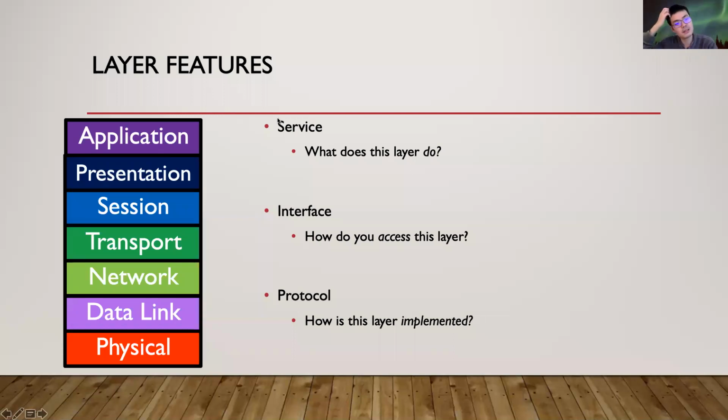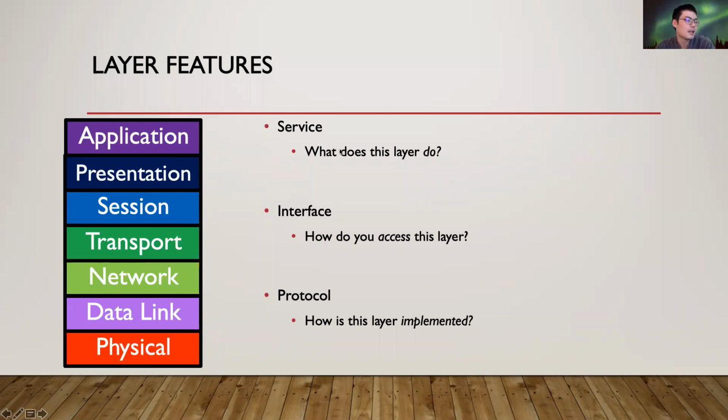Okay. So next is layer features. We will talk about one layer after another. For each layer, we will talk about these 3 things. The first is service. What is the layer doing? For example, if we talk about congestion control, it must be in the transport layer. So each layer has its own functionality.